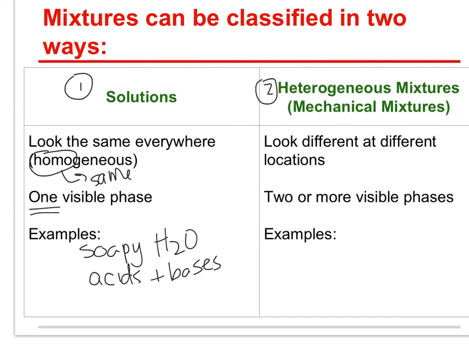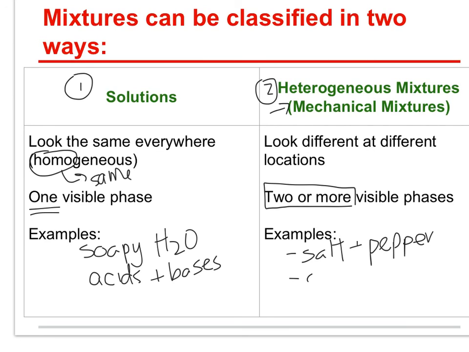A heterogeneous mixture, or sometimes referred to as a mechanical mixture, is going to look different at different locations. That means it's got two or more visible phases. So some examples here might be your salt and pepper mixture. If you look at a mixture of salt and pepper, in places you'll see white, which is the salt, or black, which is the pepper. But they don't mix in together to form one visible phase. So they have two or more distinct phases.